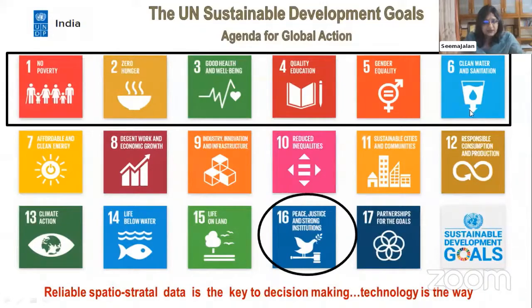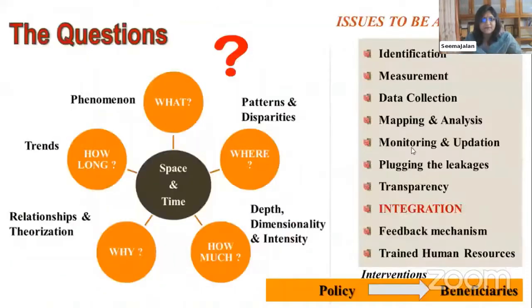So this web portal basically touches upon the first 5 of the first 6 goals, that is, no poverty, with particular reference to the social security schemes; zero hunger, with particular reference to food security; good health and well-being, with particular reference to the health infrastructure and services; quality education, with particular reference to the education infrastructure at grassroots level; and availability and accessibility of clean water and sanitation facilities.